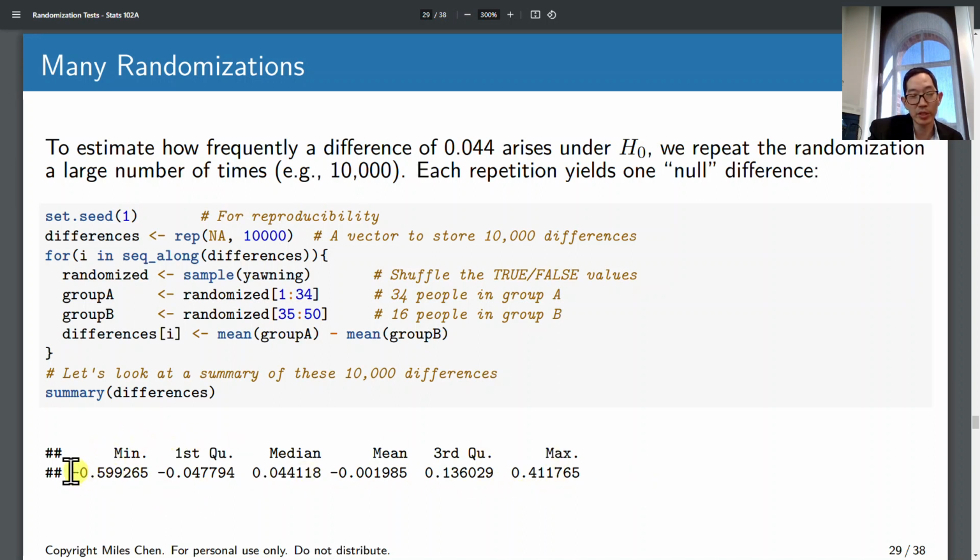In the summary, sometimes I get differences as low as negative 0.599. Sometimes I get differences as great as positive 0.411. My median difference is 0.044. The mean of all of these differences is right around 0.00198. Sometimes negative 0.047, sometimes as high as 0.136.